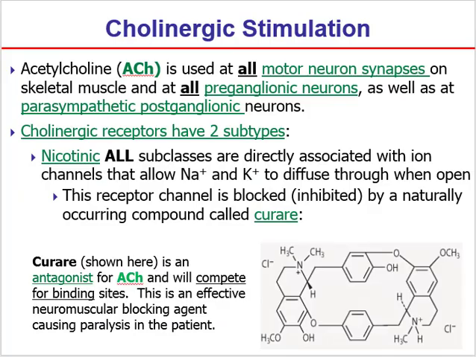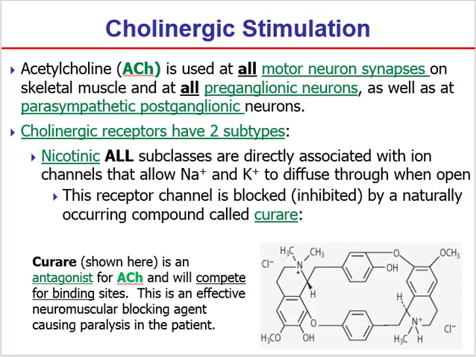One way to remember the term adrenergic is, remember the ligand here is adrenaline, epinephrine or norepinephrine, and cholinergic receptors are binding to acetylcholine. We already mentioned that acetylcholine is used at all somatic motor neuron synapses on skeletal muscles and is 100% of the time excitatory. Acetylcholine is also used at all preganglionic neurons, as well as at parasympathetic postganglionic neurons. And you can refer back to Figure 11.7 if you need to.